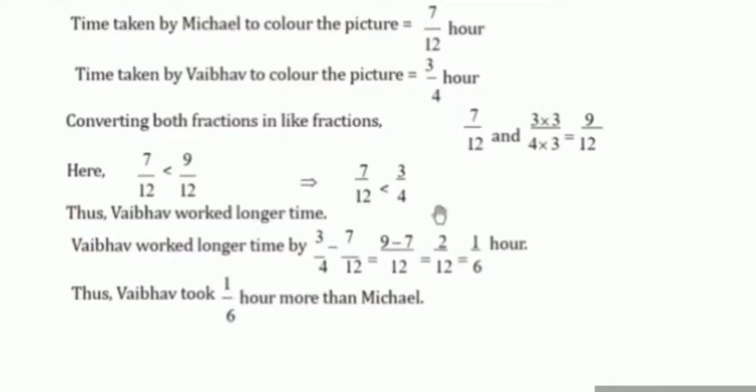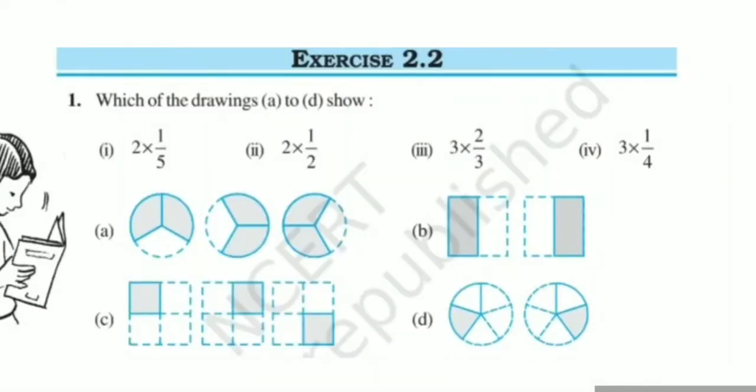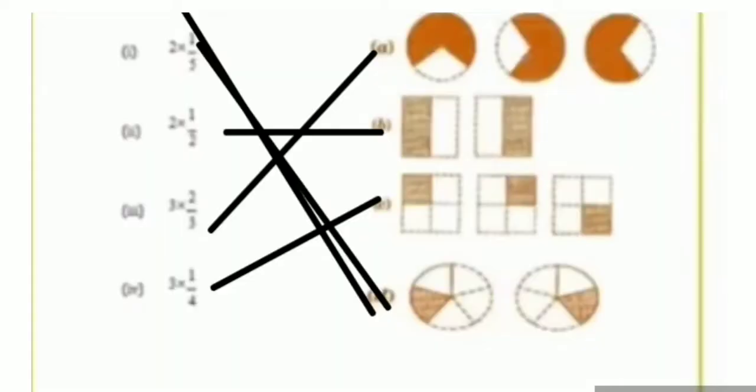So exercise 2.1 completed. Let's see exercise 2.2. Let's see the first question. Which of the drawings A to D show 2 into 1 upon 5, means 2 times 1 upon 5, and this 1 upon 5 means total number of parts are 5 and out of 5 one part we want. Okay, means one part should be shaded.